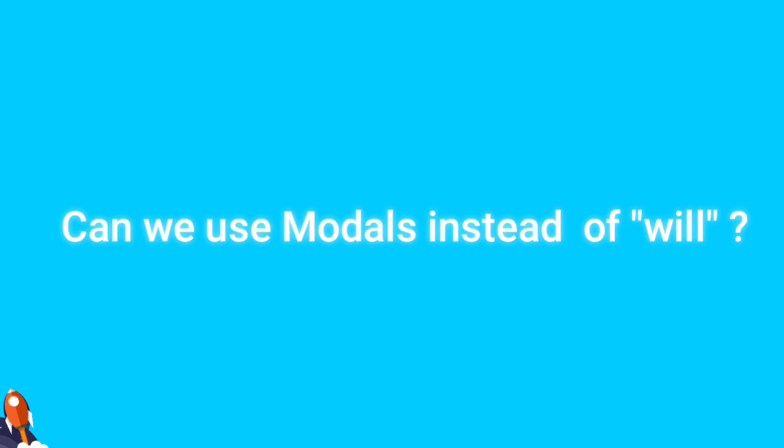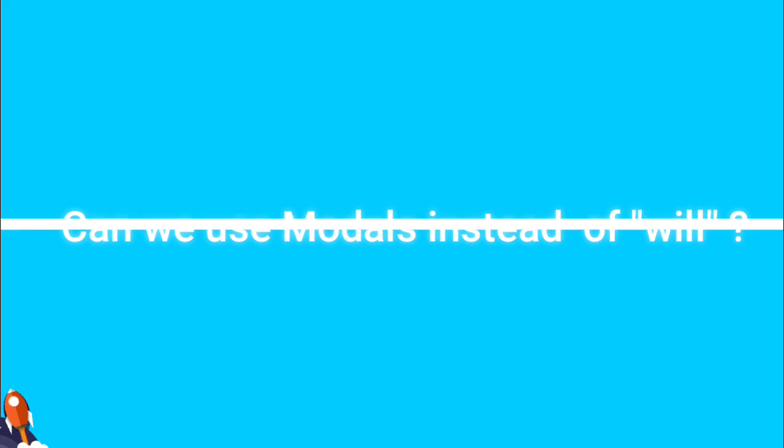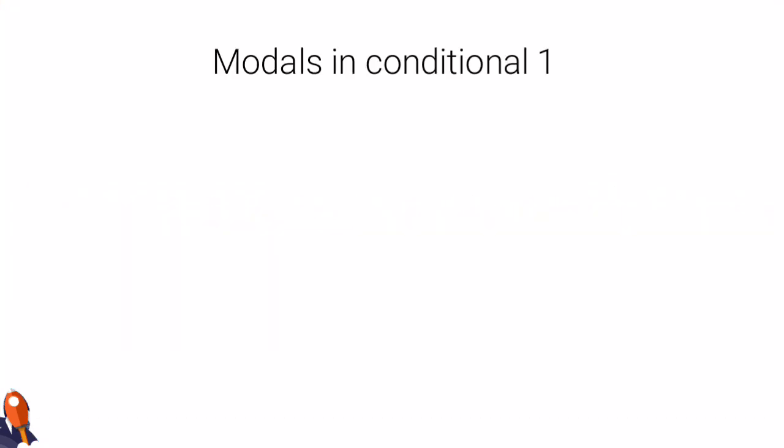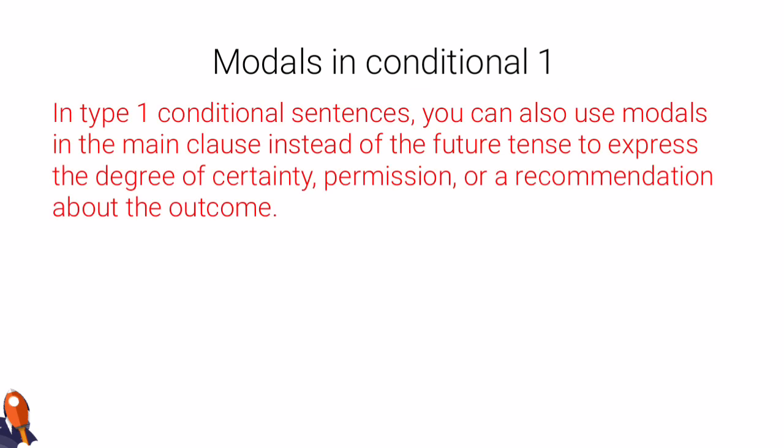Can we use modals instead of will? Modals in conditional 1. In type 1 conditional sentences, you can also use modals in the main clause instead of the future tense to express the degree of certainty, permission, or recommendation about the outcome.